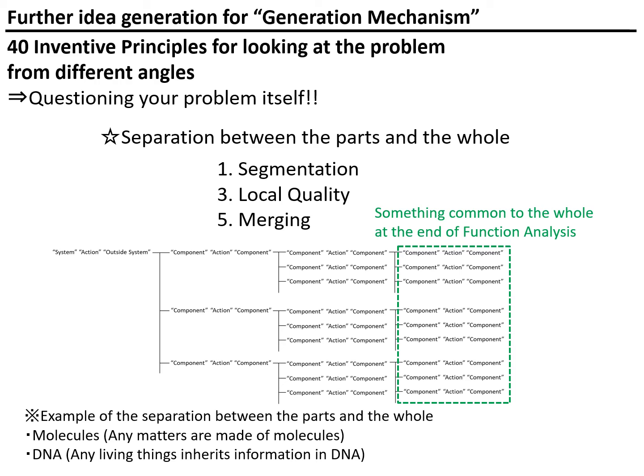For example, molecules: any matter is made of molecules. Somebody has found out that things are composed of molecules as a result of very detailed functional analysis of things. Another example could be DNA. Any living thing inherits information in data. Somebody analyzed things and finally found out that the detailed structure of living things is common as DNA.